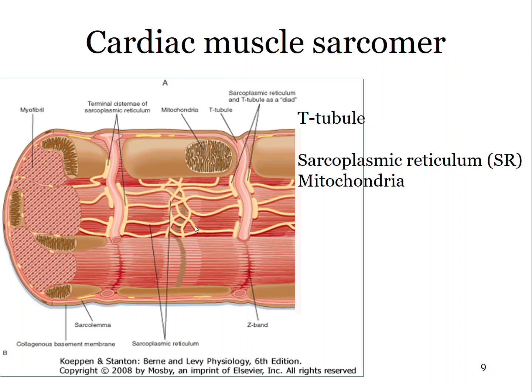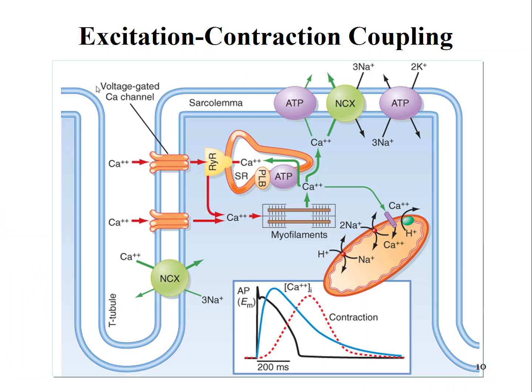and the amount of calcium here in the T-tubule is very high. So when the action potential comes down through this T-tubule, it will activate a channel which we call the voltage gated calcium channel. It is the dihydropyridine receptor, which is also a calcium channel.